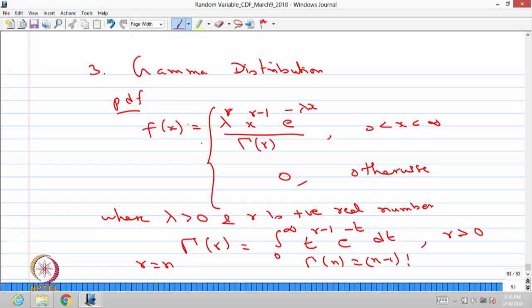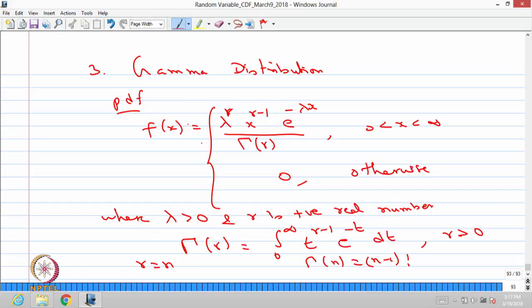which is greater than 0. Then the probability density function of the form lambda power r x power r minus 1 e power minus lambda x divided by gamma of r. That means if you integrate f of x between 0 to infinity, as the denominator is independent of x, you will have lambda power r over gamma of r outside, and if you integrate, that quantity is nothing but gamma of r divided by lambda power r, therefore it cancels out, and you will get the value 1.